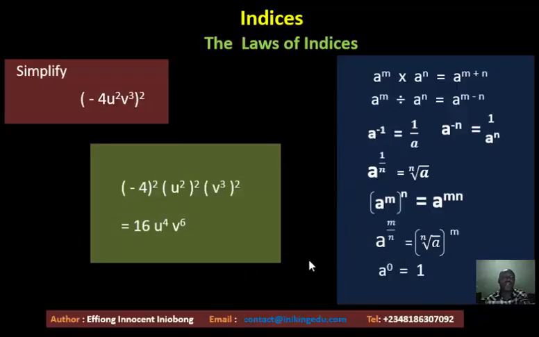That's so interesting. So that's it there. Our minus 4 squared gives us 16. u square raised to the power of 2, 2 times 2 is 4. And 3 times 2 there is 6.